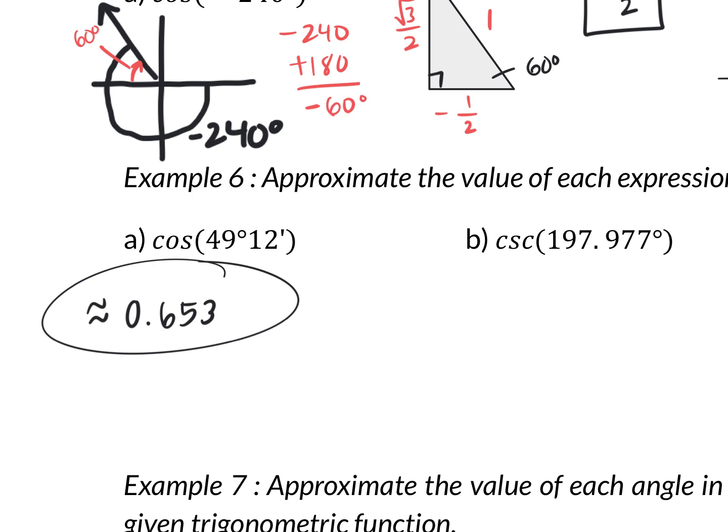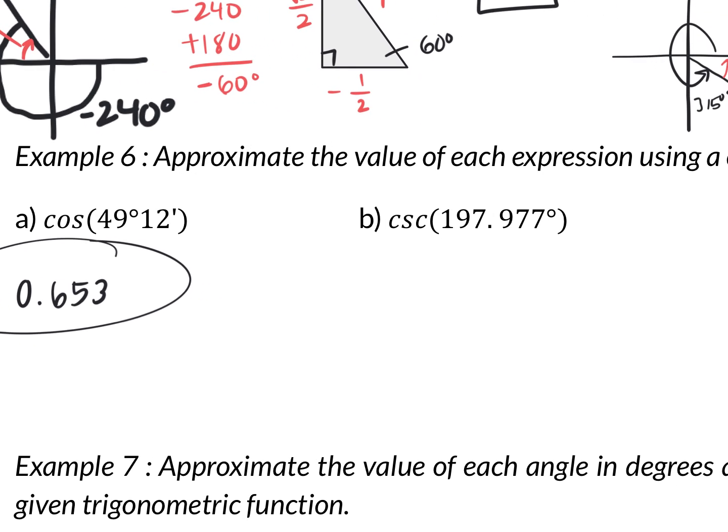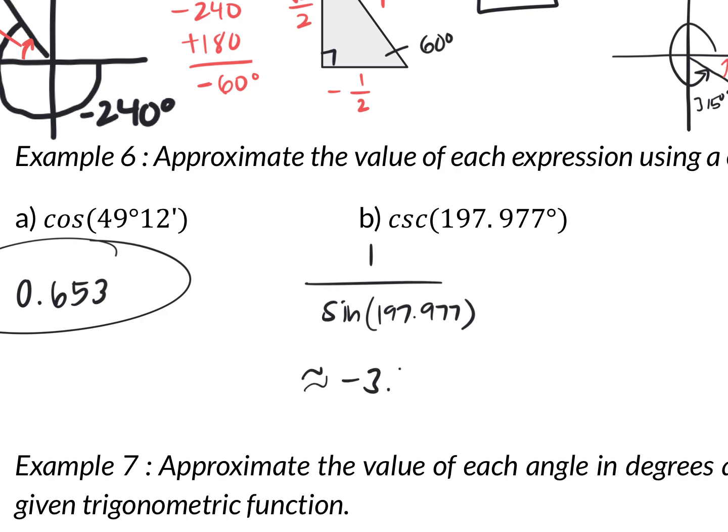Now, is there a cosecant button on the calculator? No, there is not. So we are not going to use the inverse button, but the reciprocal function of cosecant is sine, right? So on our calculator, we're going to type in 1 divided by sine of 197.977, because 1 over sine is cosecant. Those are reciprocals of each other. If you type this into the calculator in degrees mode, you should get negative 3.240. Double check you get that answer.